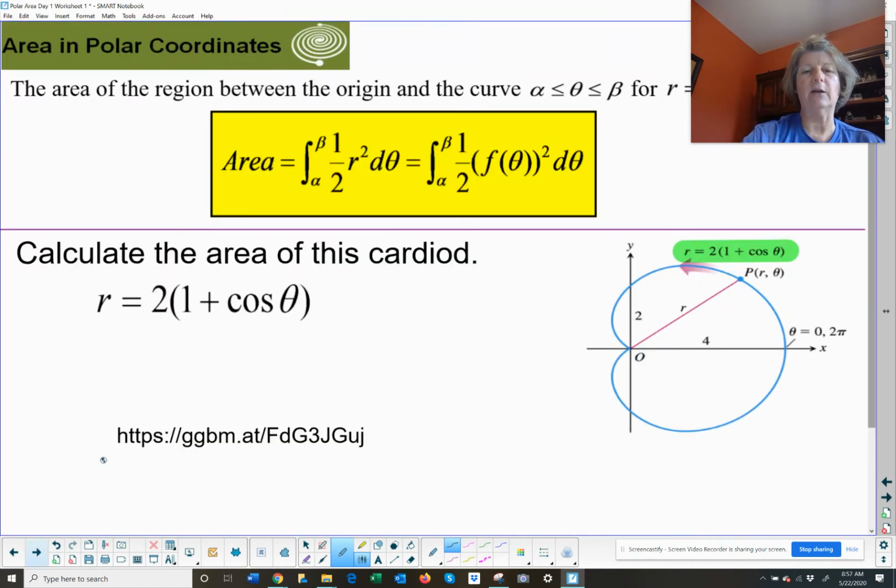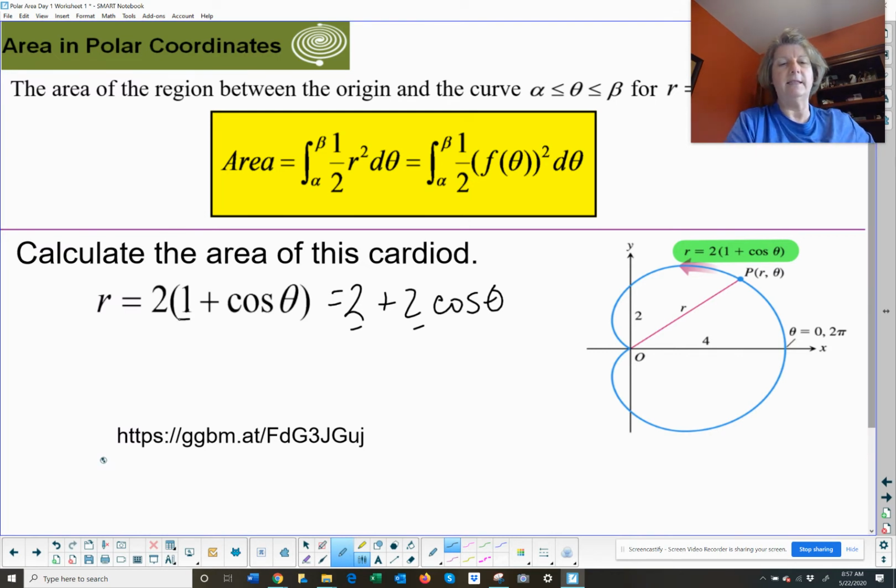The first one says calculate the area of this cardioid, and it had r equals 2 times (1 plus 2 cosine theta). We also could see this as 2 plus 2 cosine theta, right? And we know that that's a cardioid because A and B are equal, as they are here, and there's a 1 in front of there. So let's sweep this around.